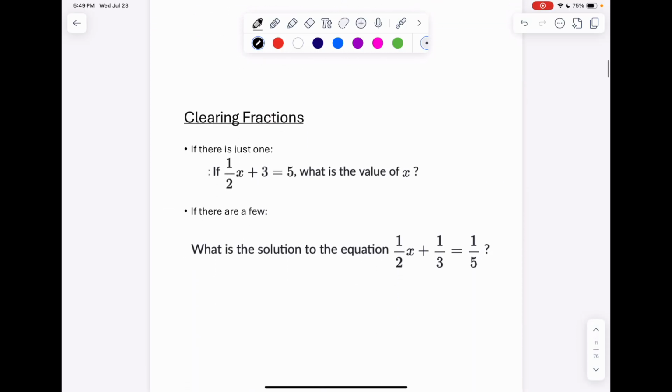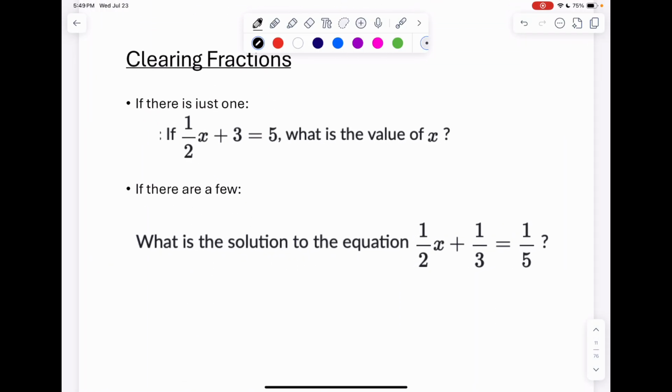All right. Clearing fractions. If there's just one fraction, isolate your variable term that has the fraction in it first. As always, you're going to subtract 3 from both sides and get 1/2 x equals 2. And then again, to clear 1/2, we're going to multiply both sides by 2 over 1, or 2. And we'll get that x equals 4.